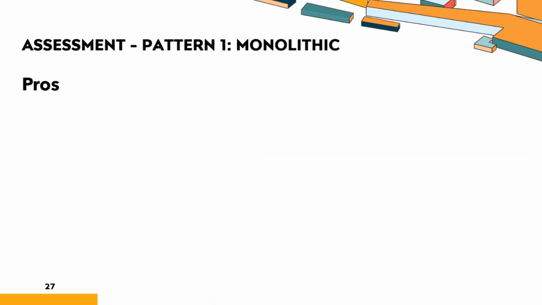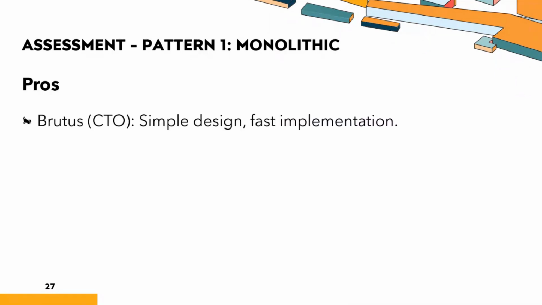So our first one, monolithic. That is the single Fabric tenant, the single capacity, and the single workspace. There are some pros. I mean, with everything, there are pros, and I don't think we can think of anything that doesn't have some sort of pro. So at first, for Brutus, our CTO, monolithic has a very simple design. It is easy to implement. It's easy to maintain. It is just there. You can turn it on and be like, yeah, go.